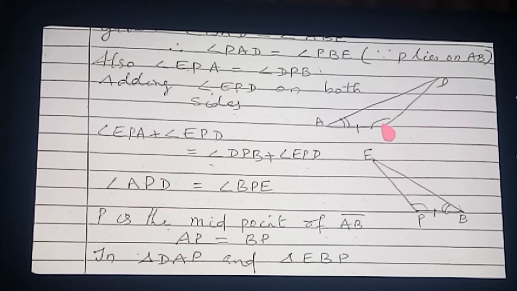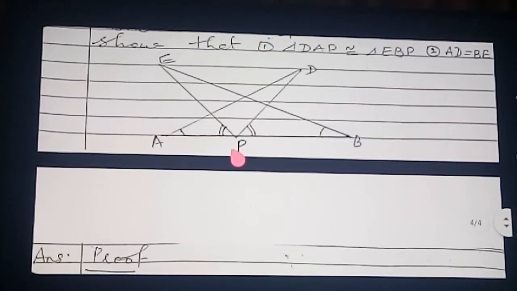Got it. Now see here, the question diagram. This only you want to prove. You want to prove that these two triangles are congruent. Therefore, you take EPA plus EPD. What will you get? That full angle APD you will get. And DPB plus EPD, what will you get? You will get the full angle. Which one will you get? This BPE. So the next point, you know that P is the midpoint of AB, knowing, no? P is the midpoint of AB. The meaning is that AP and PB are equal.